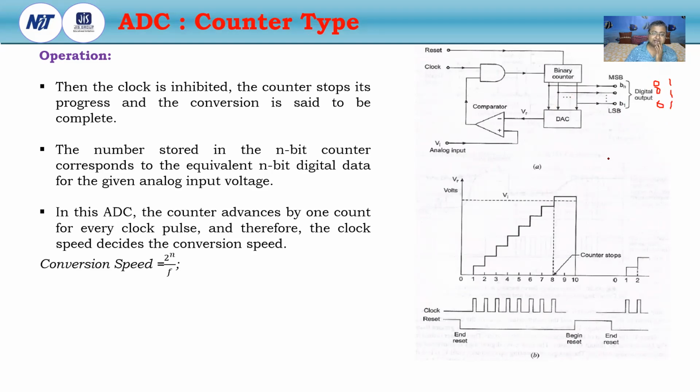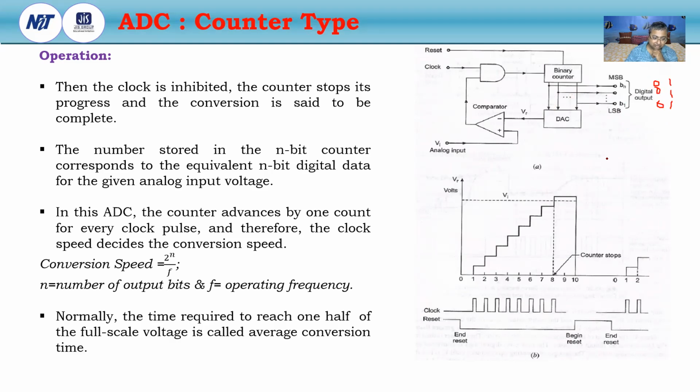In this ADC, the counter advances by 1 count for every clock pulse, and therefore the clock speed decides the conversion speed. Conversion time is 2 to the power of n by f. n is the number of output bits and f is the operating frequency. Normally, the time required to reach 1/2 of the full scale voltage is called the average conversion time. This is very much important for GATE.